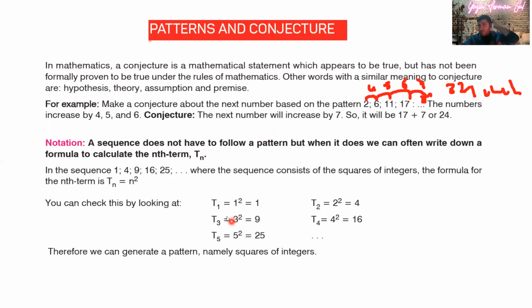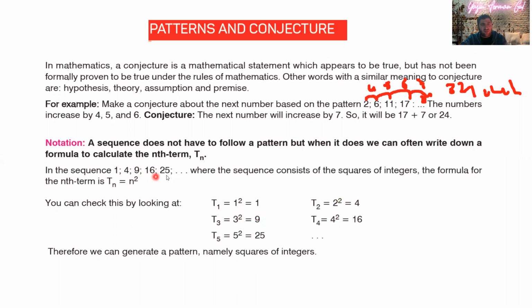If we look here now, T1 equals 1 squared, so equals 1, obviously. T1 means term 1, guys. T2 is term 2. Term 1 is 1. Term 2 is 4. 4 is what? 2 to the power of 2. Term 3 is 9. How did we get 9? 3 to the power of 2. Then that's how we get 9. Term 4 is what? 16. How do we get 16? 4 to the power of 2.